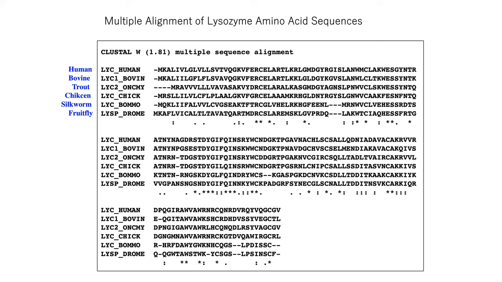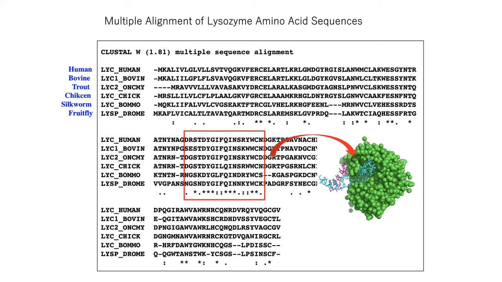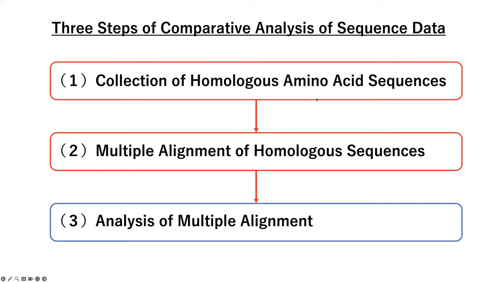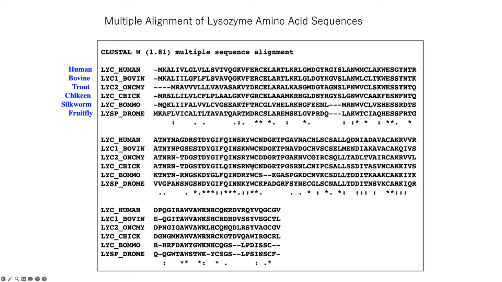And in this case, here, a cluster of invariant amino acid residues is observed. Okay, so this region constitutes the pocket region or cleft region, which binds to the substrate of the lysozyme. So by making a multiple alignment, we can infer the functional sites of the proteins by detecting the cluster of the invariant sites.